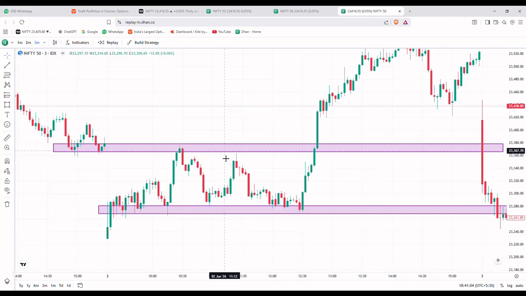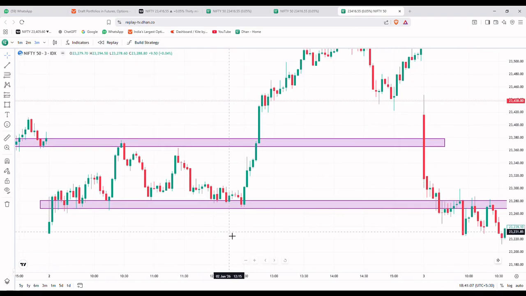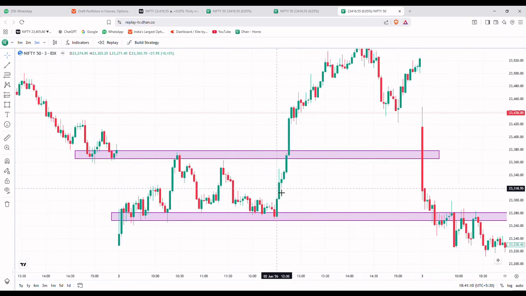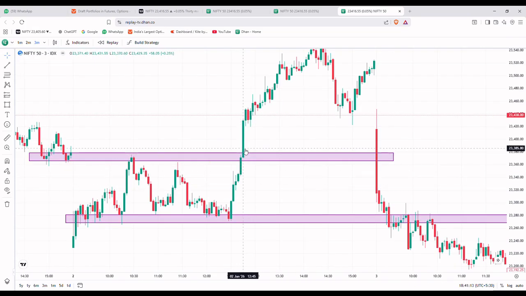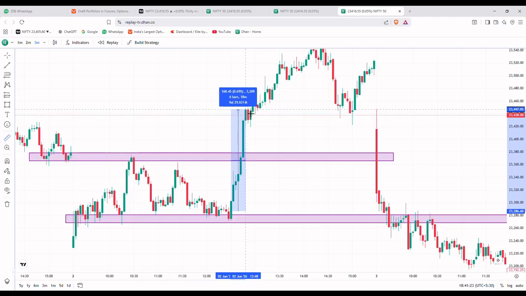You could avoid such trades. Very risky it is. And then it took a support, and then it started going up, and it broke with a strong candle. So there's no trade. If you want, you could have taken a trade here, kept the stop loss here at 20 points, and then you could have captured this 160 points rally.